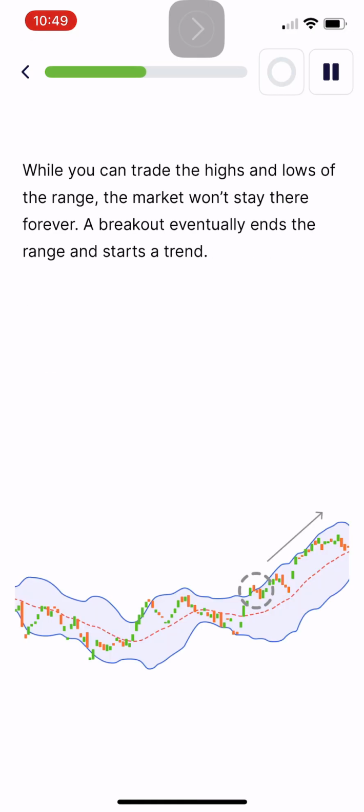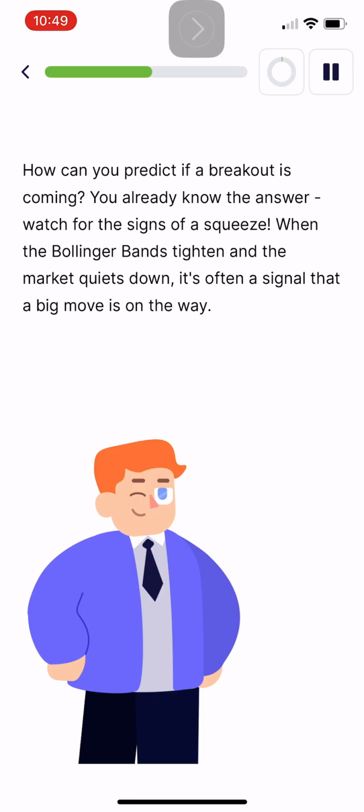While you can trade the highs and lows of the range, the market won't stay there forever. A breakout eventually ends the range and starts a trend. How can you predict if a breakout is coming? You already know the answer. Watch for the signs of a squeeze. When the Bollinger Bands tighten and the market quiets down, it's often a signal that a big move is on the way.